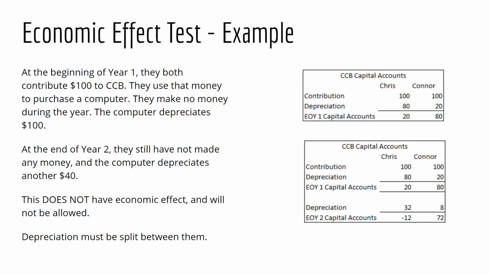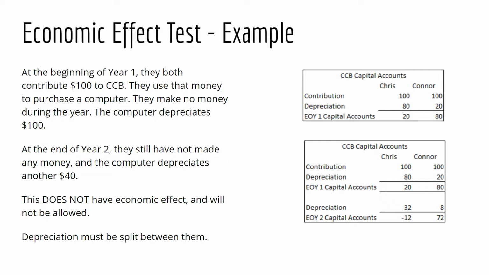At the beginning of year 1, they're both contributing $100. They use that money to purchase a computer. They make no money during the year, and the computer depreciates $100. So we have year 1 in that top table. To the right, we have their contribution, which increases the capital accounts, depreciation, which is going to decrease the capital accounts. Then we get our end of year 1 capital account. So Chris is going to have 20% ownership afterwards, and Connor is going to have 80% ownership afterwards.